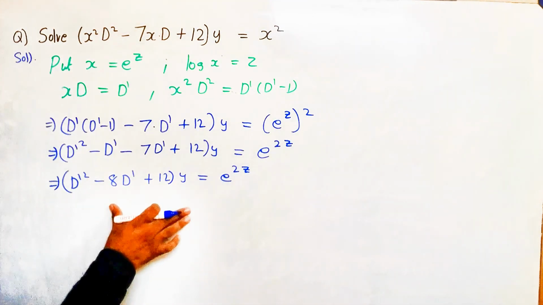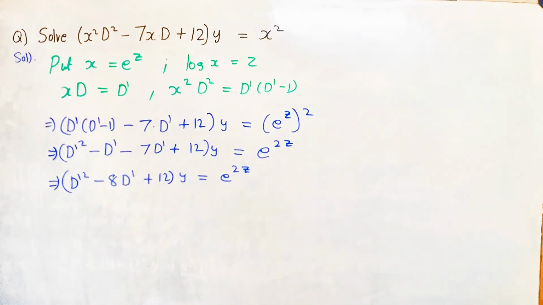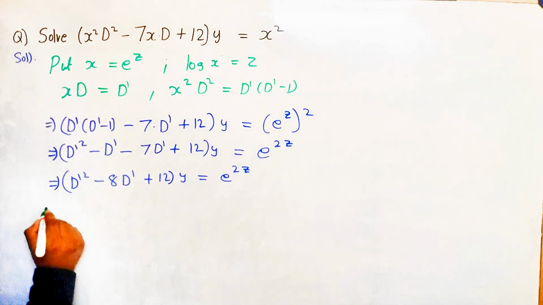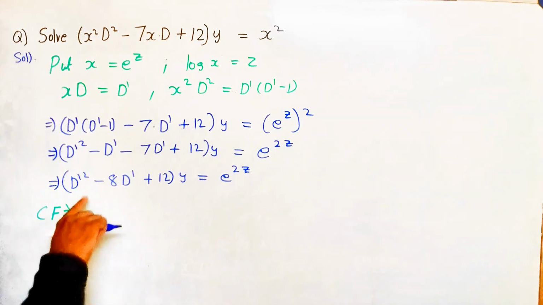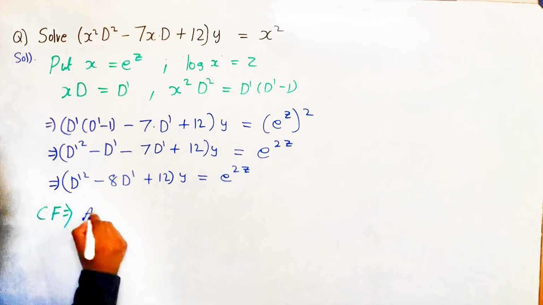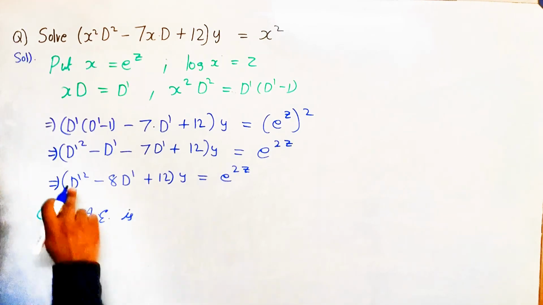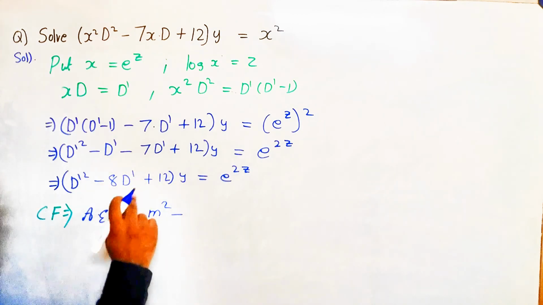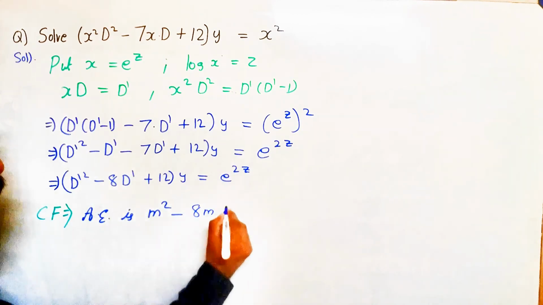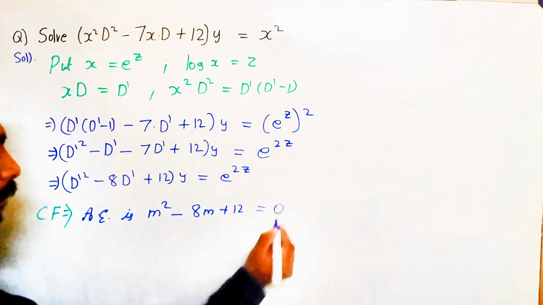Now we can find the complementary function for this. Here also, similarly, first we have to find the complementary function, then the particular integral. To find the complementary function, we have to write the auxiliary equation. The auxiliary equation is: D dash square becomes m square, minus 8D dash becomes 8m, plus 12 equal to 0.